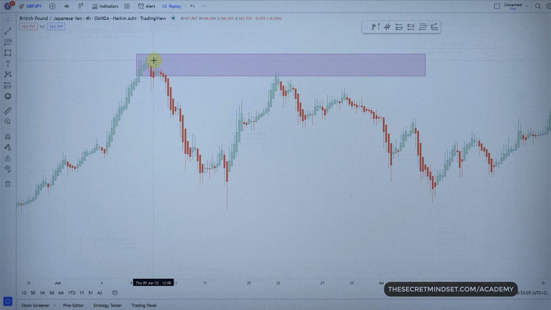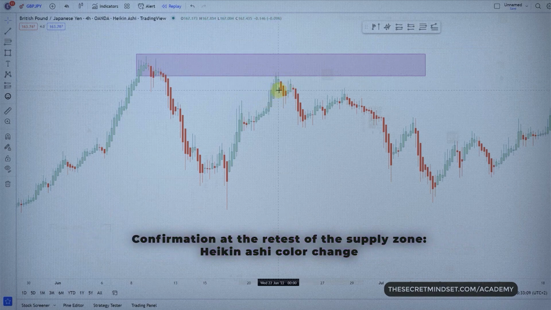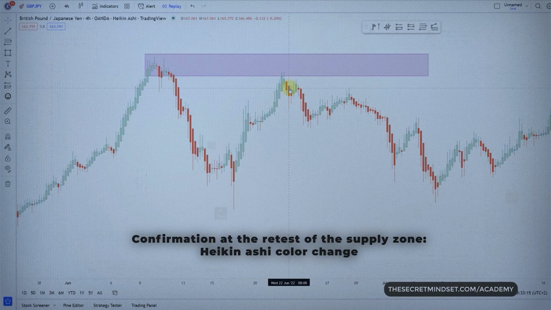A good entry method is to wait for a confirmation at the retest of the supply zone. You wait for a Heikin-Ashi color change. You monitor the first reaction at a level to see if the price is pushed away off that level. If this occurs, you want to enter and ride the new wave downward when the Heikin-Ashi turn red.